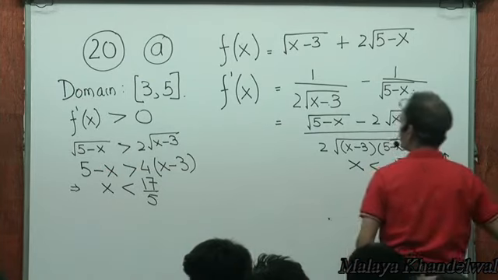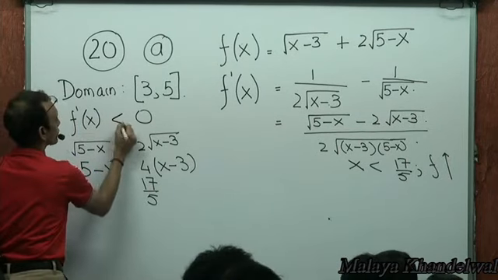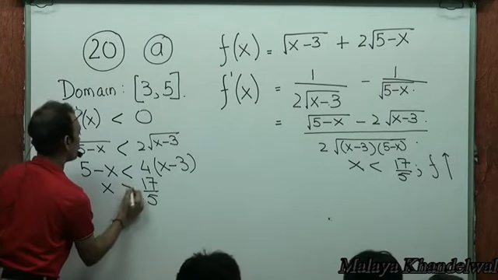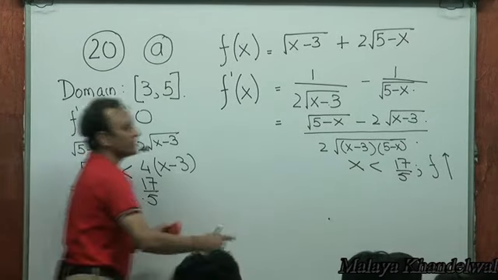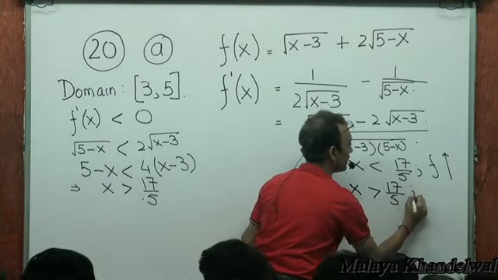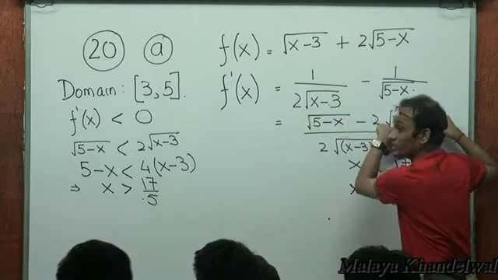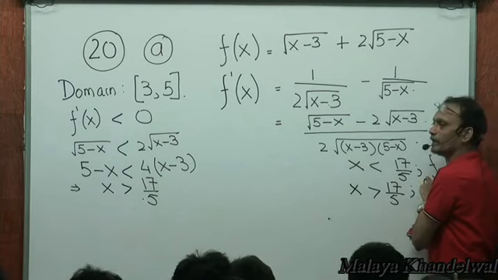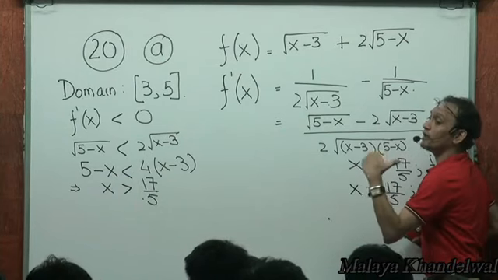Similarly, exactly the same way, f dash x will be less than 0 if all of this reverses. For x greater than 17 by 5, f dash x will be less than 0, and f will be decreasing. At x equal to 17 by 5, f dash will be 0 because this will become equal to this. To the left of 17 by 5, f dash is positive. To the right of 17 by 5, f dash is negative. At x equal to 17 by 5, f dash is 0.